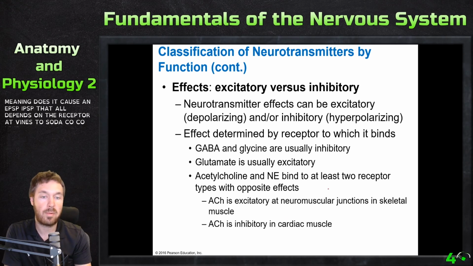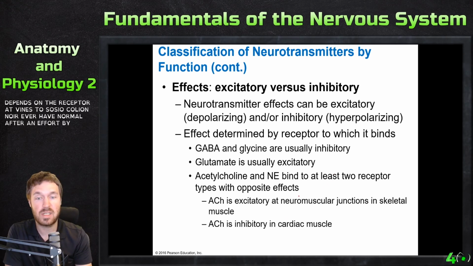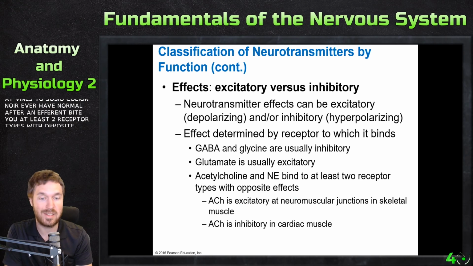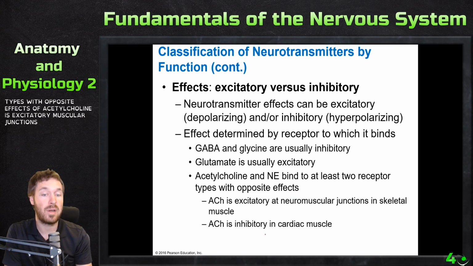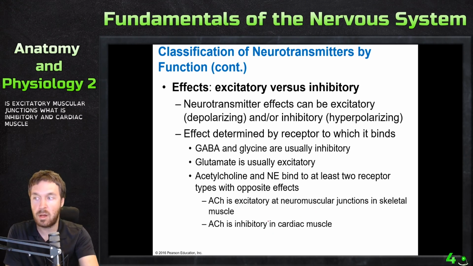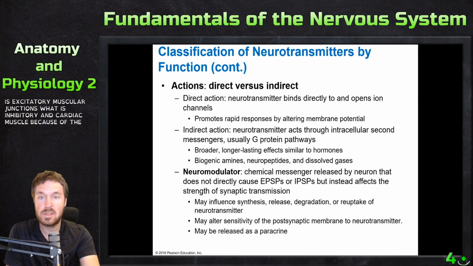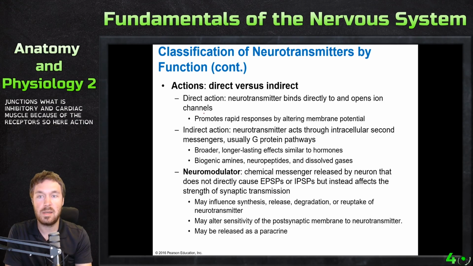So acetylcholine and norepinephrine bind to at least two receptor types with opposite effects. So acetylcholine is excitatory at neuromuscular junctions, but it's inhibitory in cardiac muscle, all because of the receptors. So here, actions then, they promote rapid responses by altering membrane potential.